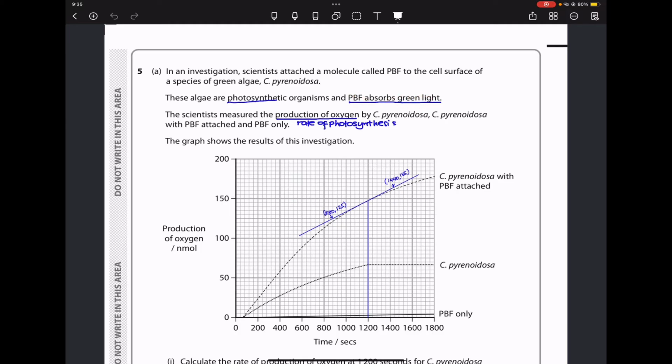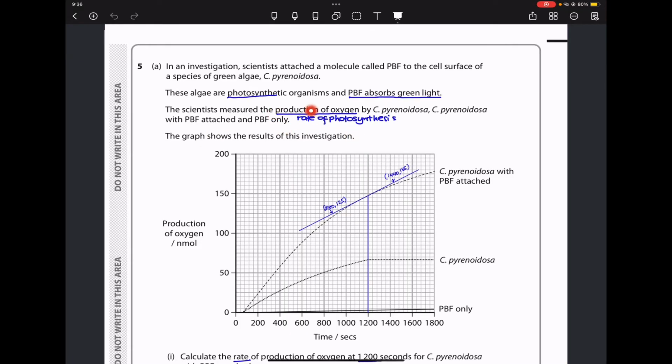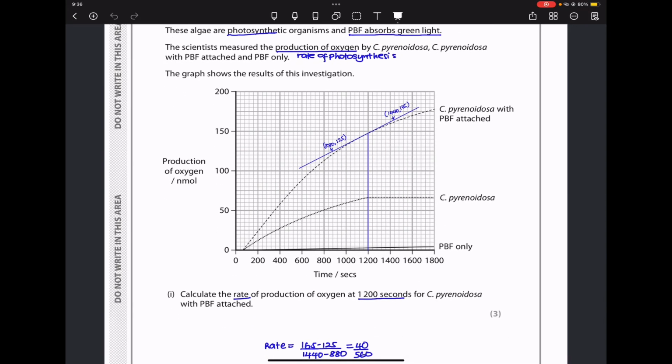The scientists measured the production of oxygen by C. pyrenoidosa, and C. pyrenoidosa with BPF attached, and BPF only. The graph shows the results of this investigation. If oxygen is produced, it means photosynthesis is being carried out. So down here we have the graph showing the time in seconds on the horizontal axis and the production of oxygen on the vertical axis.